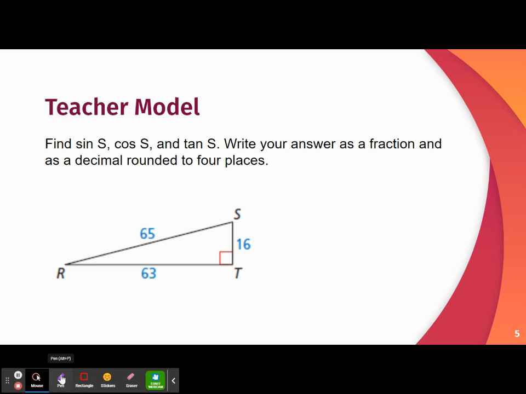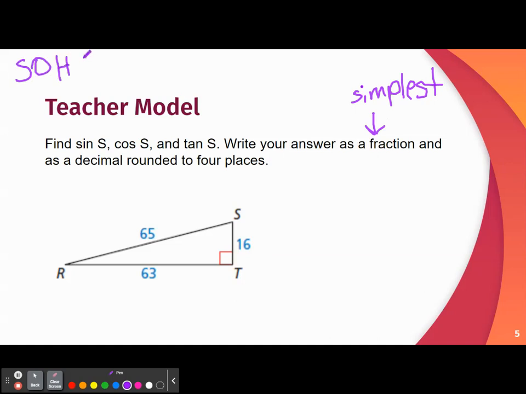All right, teacher model. It says find the sine of S, the cosine of S, and the tangent of S. That means angle S. Write your answer as a fraction and as a decimal rounded to 4 places. When you write it as a fraction, make sure it's in simplest form. Okay? So first, we're going to find sine. Well, actually, first, I'm going to write out SOHCAHTOA. I did not write that. Okay, so SOHCAHTOA, write that out so that way you have it.